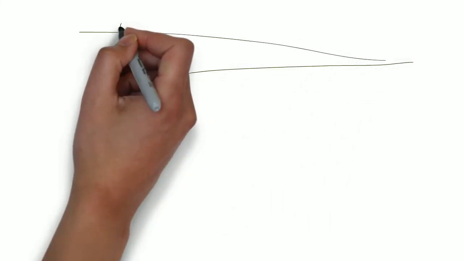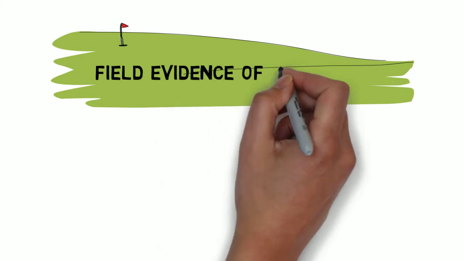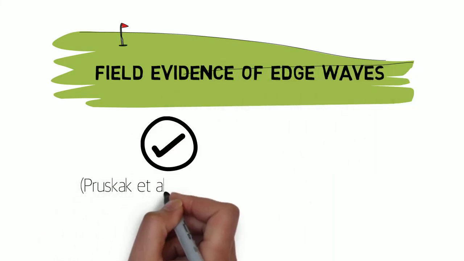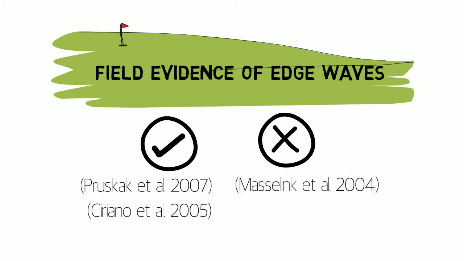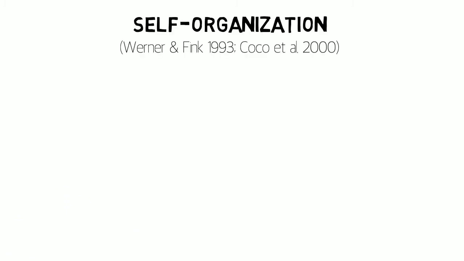In an attempt to validate this mechanism, scientists checked if edge waves were actually present in the field when cusps form. While some found that they were, others saw no evidence of edge waves. So it seemed that this mechanism could not be the only explanation for how cusps are formed. The self-organization theory developed years later.